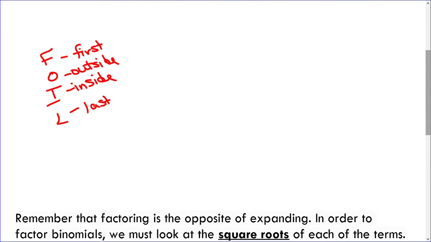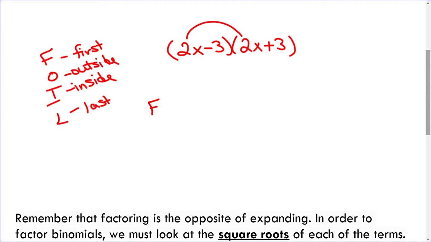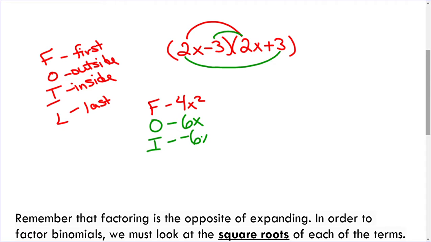If I had, let's try something like this, 2x minus 3 and 2x plus 3, we're going to check out our FOIL steps. Our first terms, 2x times 2x, give me 4x squared. My outside terms, 2x times 3, give me 6x, and then my inside terms, negative 3 times 2x, give me negative 6x. My last terms, negative 3 times 3, give me negative 9.